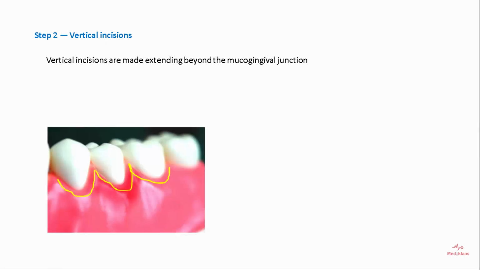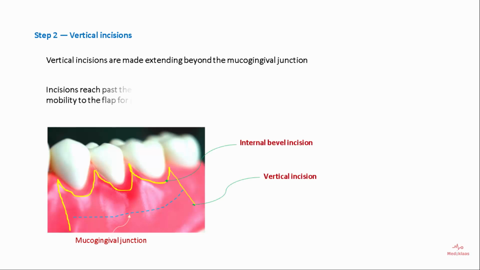Second step involves vertical incision. Incisions are made extending beyond the mucogingival junction. Incisions reach past the mucogingival junction to provide adequate mobility to the flap for its apical displacement.